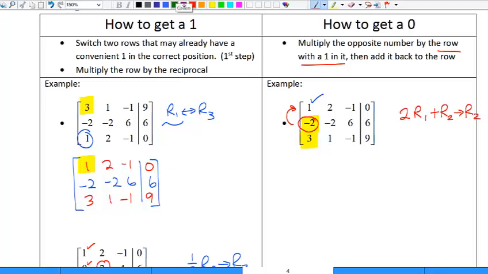Let's do that one more time with the third row. If I want to get this 3 to be a 0, the instructions say multiply the opposite number. What's the opposite number of positive 3? Negative 3. Multiply it by the row with the 1 in it. Which is the row with the 1 in it? That's row 1. And add it back to the row that you're manipulating, and that's row 3. My answer will end up in row 3.